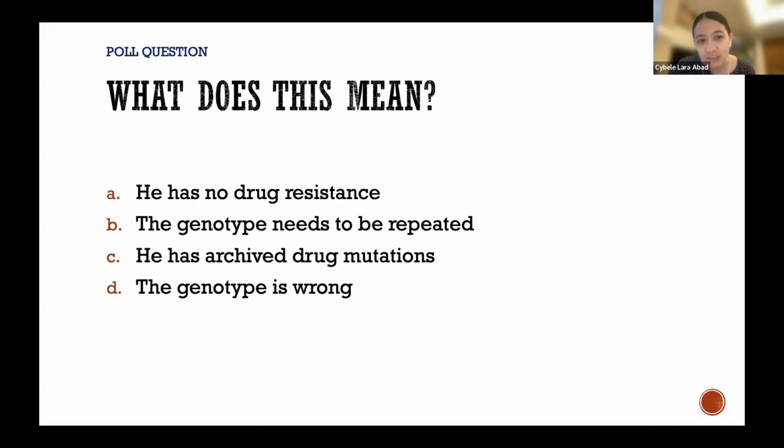So he has A, no drug resistance, as the genotype shows us. B, the genotype needs to be repeated. C, he has archived drug mutations. And D, the genotype is just wrong.